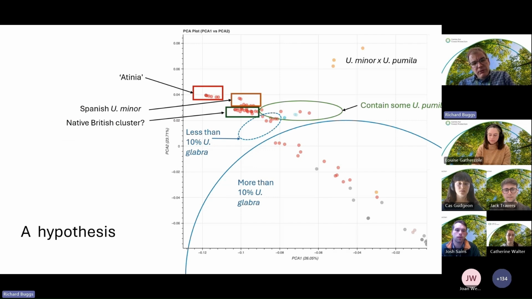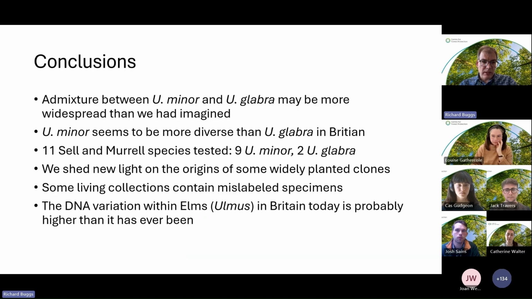So here's a hypothesis about what's going on with UK elms. I think we have a little cluster that is Atinia. Then just below, a Spanish cluster, we have what is perhaps a native British cluster of Ulmus minor in the broad sense, including many of the Sell and Morell species. Then the edges of this have variation due partly to introgression from pumila and partly to introgression from glabra. And then we have a whole range of elms that contain more glabra.